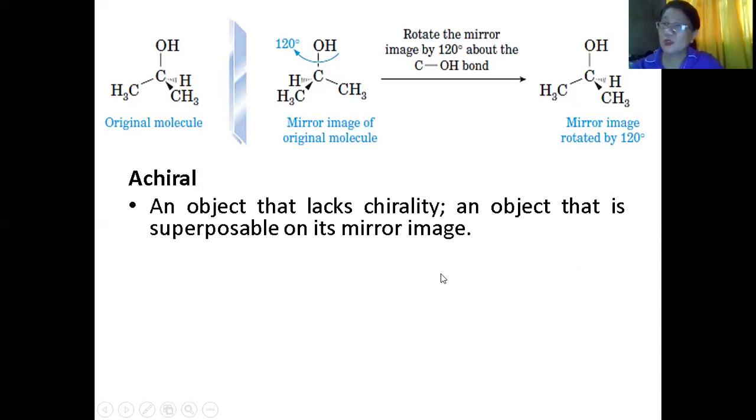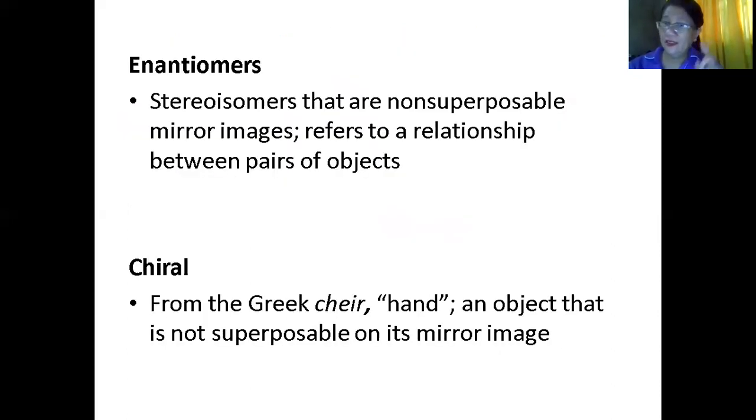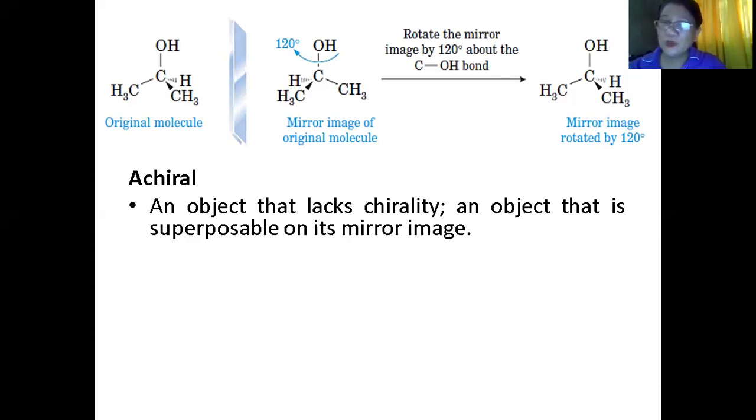So we have already these terms. What are enantiomers? They are mirror images. What are superposable? Meaning the original will fit into the mirror image, while non-superposable will not fit in. The other one is chiral. Chiral objects are not superposable on their mirror image, while achiral objects are superposable on their mirror image.